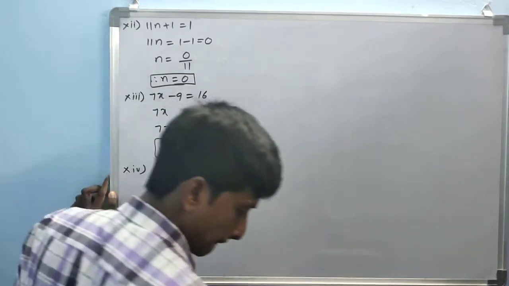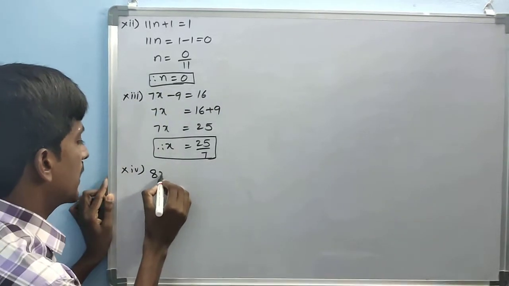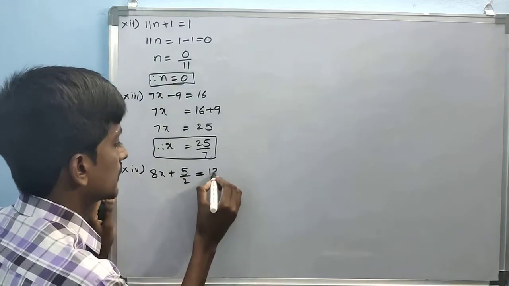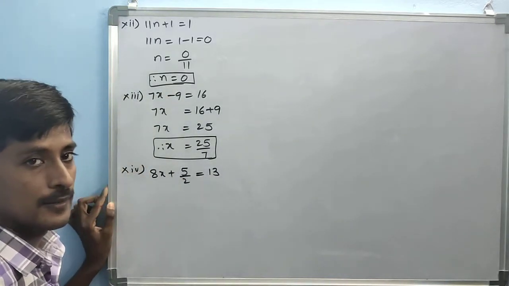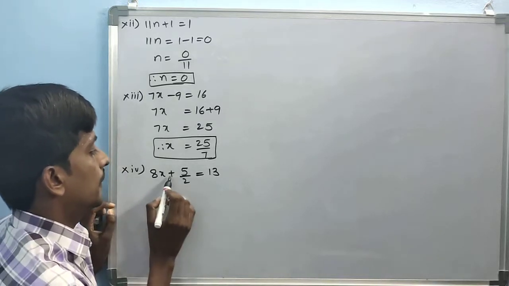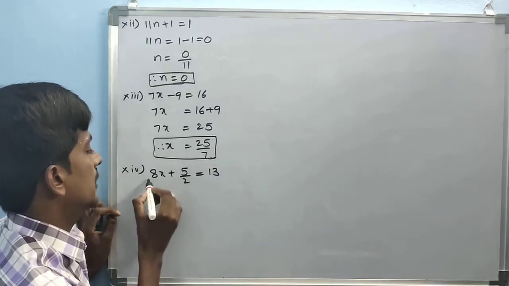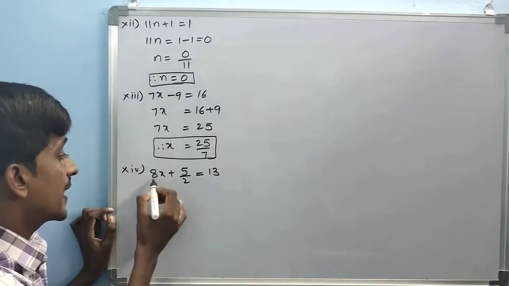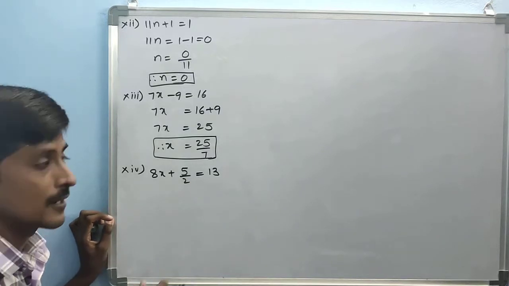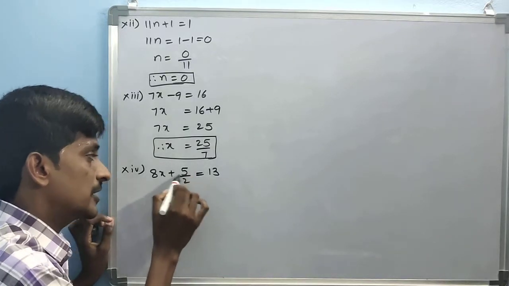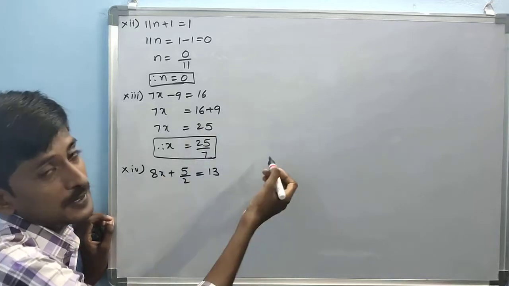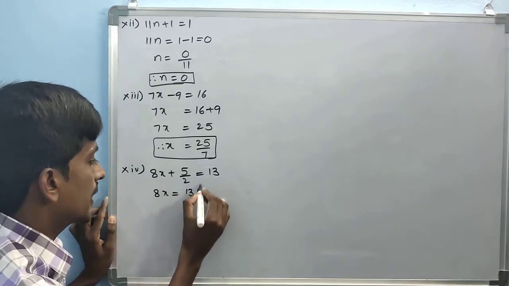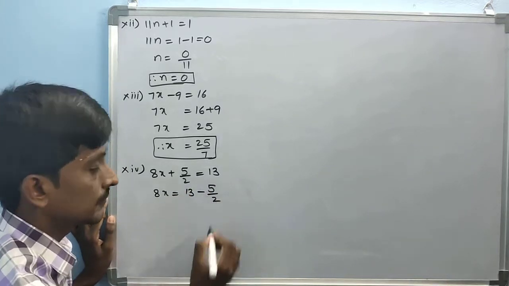14th one. 8x plus 5 by 2 equals 13. Okay. Here, plus 5 by 2. Actually, if the whole thing were divided by 2, the 2 would be transferred to that side, but here the division by 2 is not there. This 5 by 2 is a positive value. This positive value is transferred to that side as negative. So 8x equals 13 minus 5 by 2.